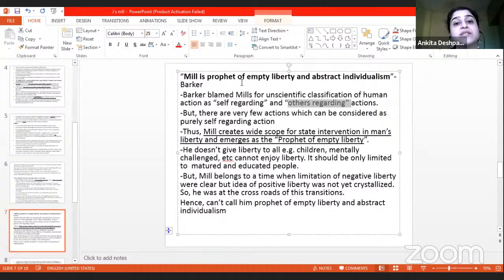That's why Mill was criticized by Barker, that Mill creates a wide scope for state intervention in man's liberty and emerges as a prophet of empty liberty, meaning you're not trying to protect the liberty of an individual alone by self-regarding actions. You're actually giving a way open, so that the state can come and start interfering in your other-regarding actions, which are more in number compared to self-regarding actions.